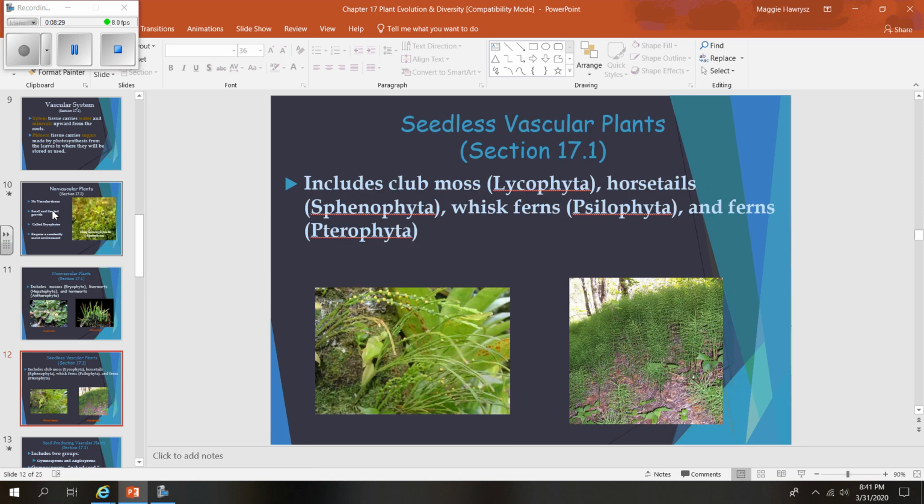Seedless vascular plants, so these are plants that don't reproduce using seeds but reproduce using spores, are club mosses, horsetails, and some ferns. And if you've ever bent over a fern to look at the backside, sometimes when it's going through its reproductive cycle, it will have little bumps, and those little bumps are the spores on the back of the fern plant.